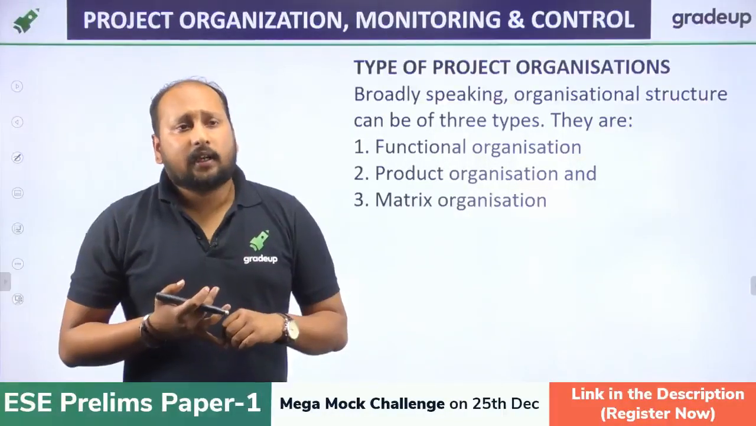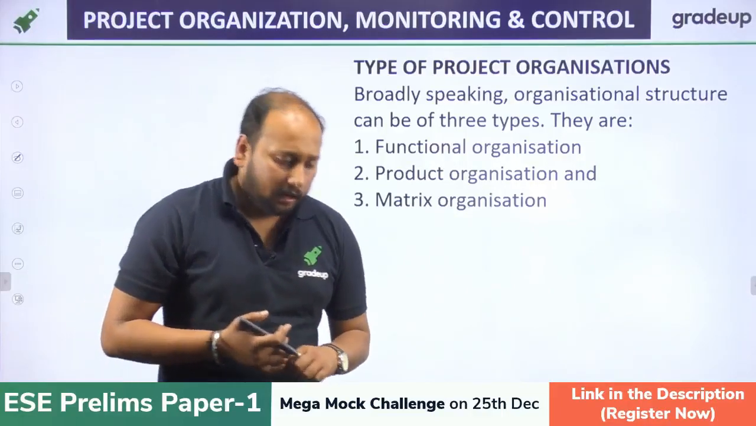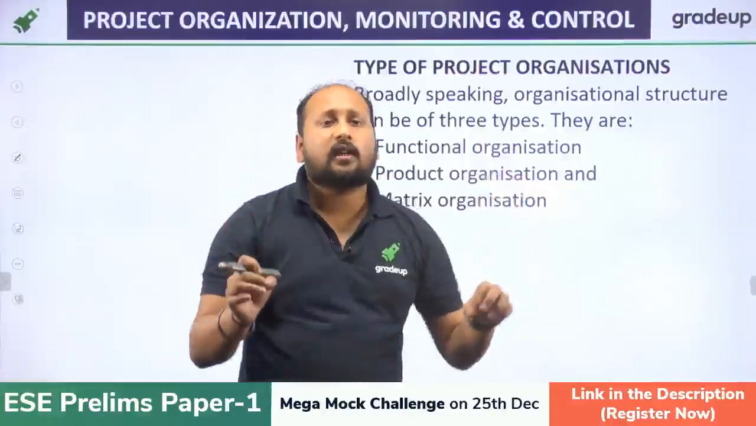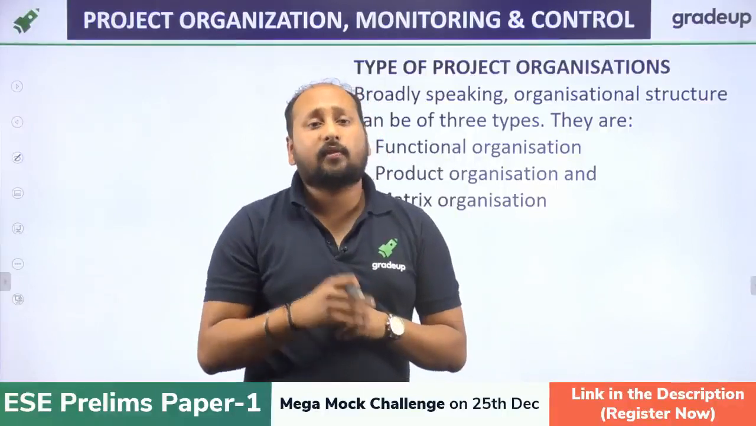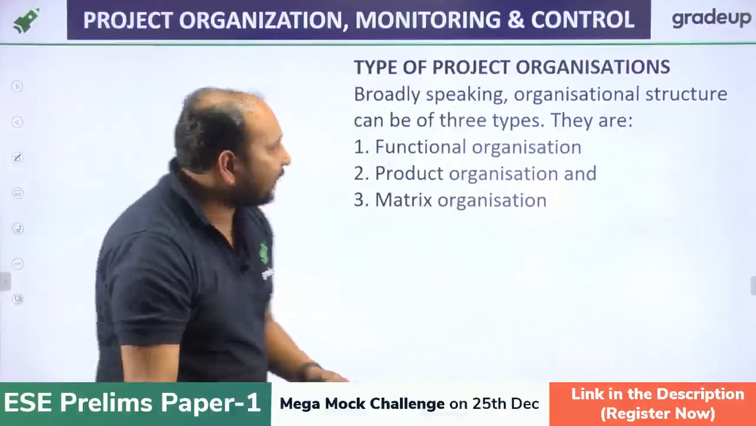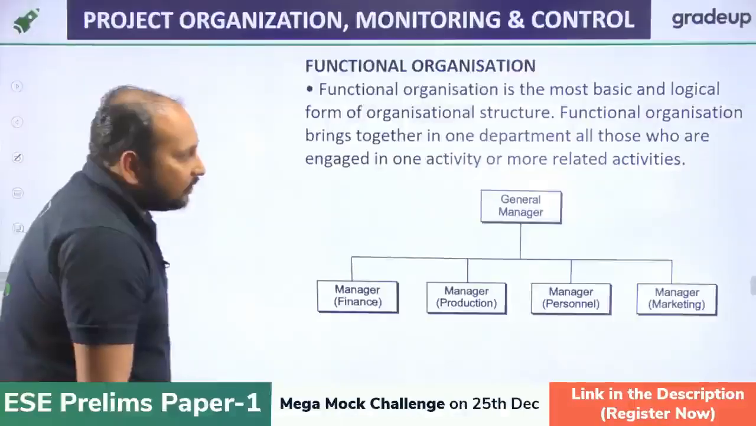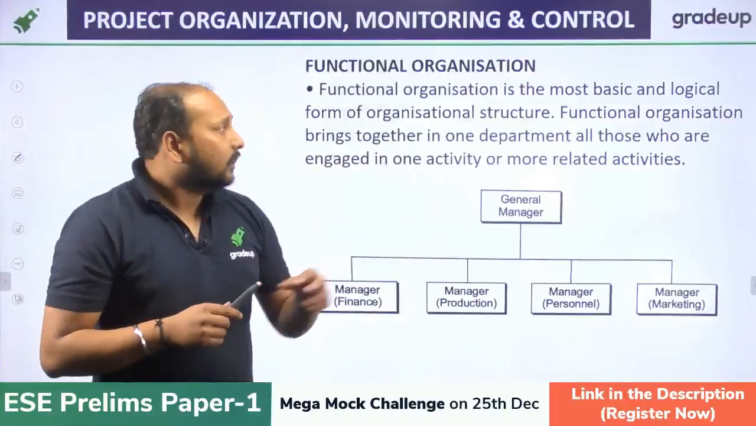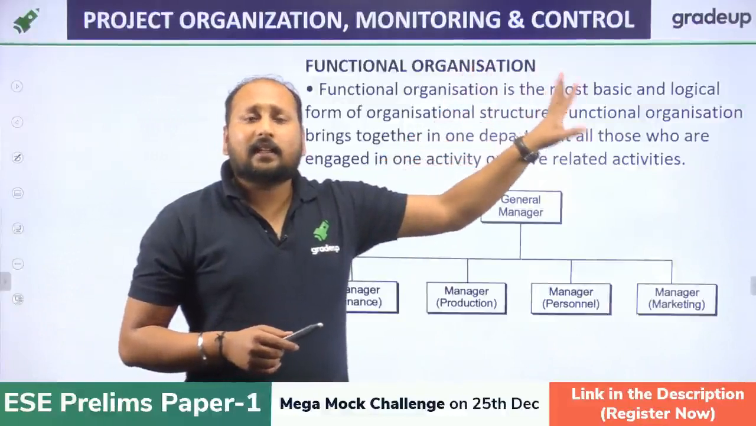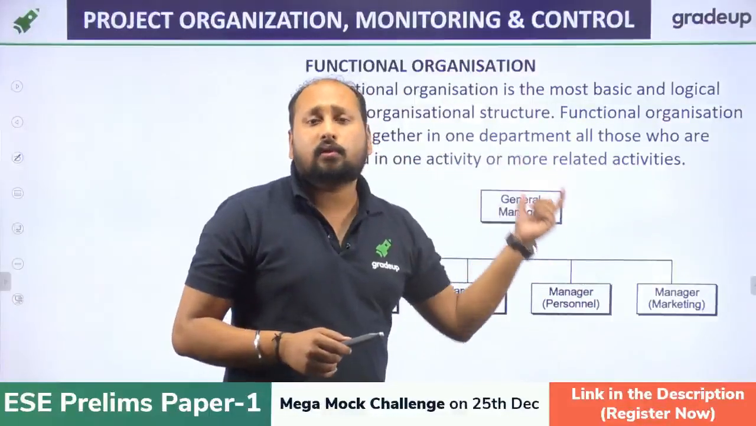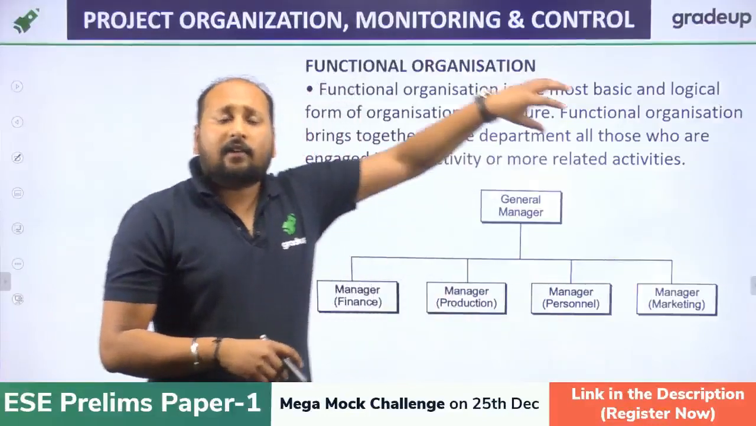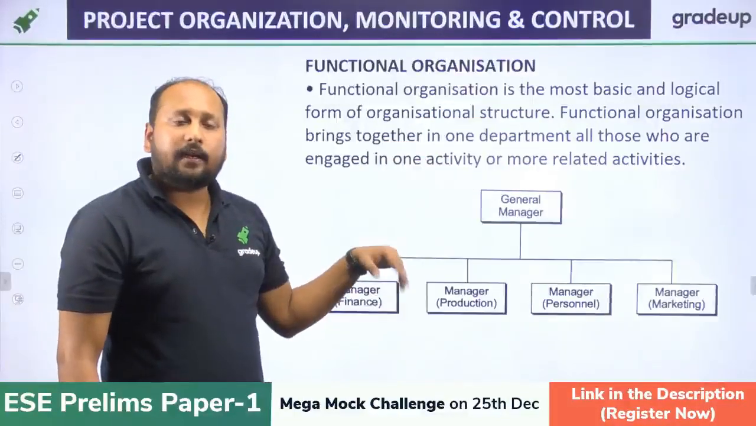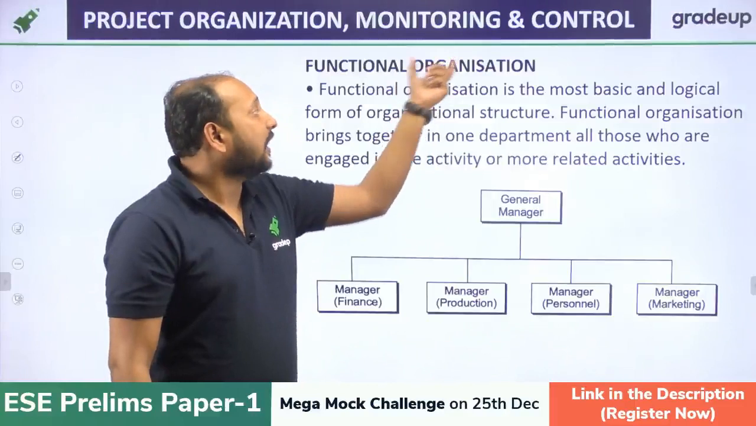Functional, product, and matrix. Okay, look, functional organization basically means the hierarchy, the structuring of the organization is done on the basis of the role of that personnel. Fine. Let me expand this. Functional organization is the most basic, exactly, very good Prakash, divided into a number of parts. It is the most basic and logical type, and the most commonly used structuring in any organization. Fine. We'll have the general manager or the project manager at the top, under which we'll have different managers according to the functionality of that role.